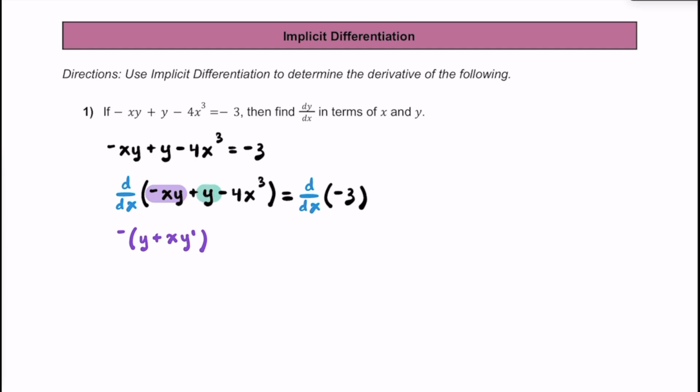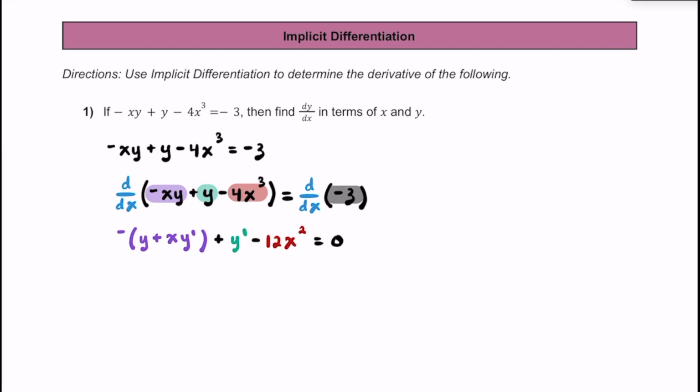Next we have this y, so let's find the derivative of that, and keep in mind, when we take the derivative of y, we're always going to write that we have this dy dx, but in this case I'm just going to write y prime for now. And then we have one more term here, this minus 4x to the third power, and if we use the power rule, we're going to get minus 12x to the second power. Finally, on the right side of the equation, if you take the derivative of a constant, like this negative 3, keep in mind that's always just going to be 0. So we write that on the other side here.